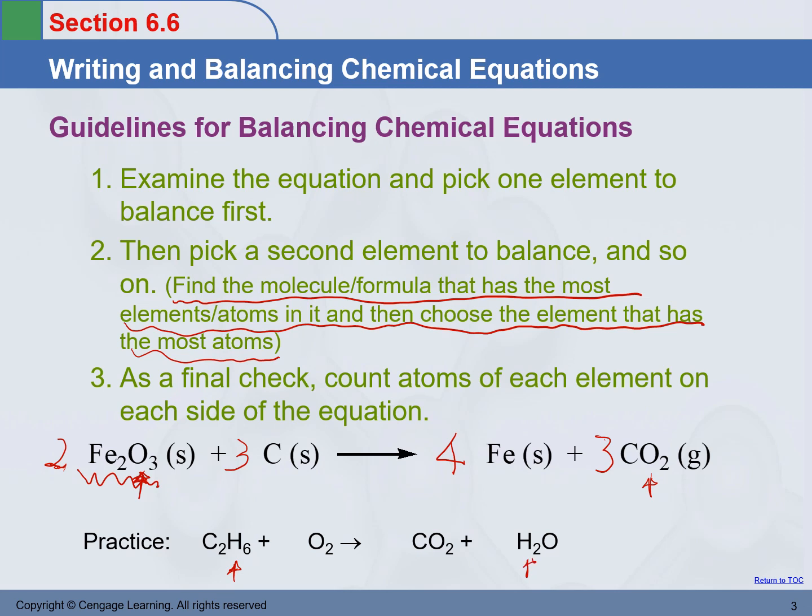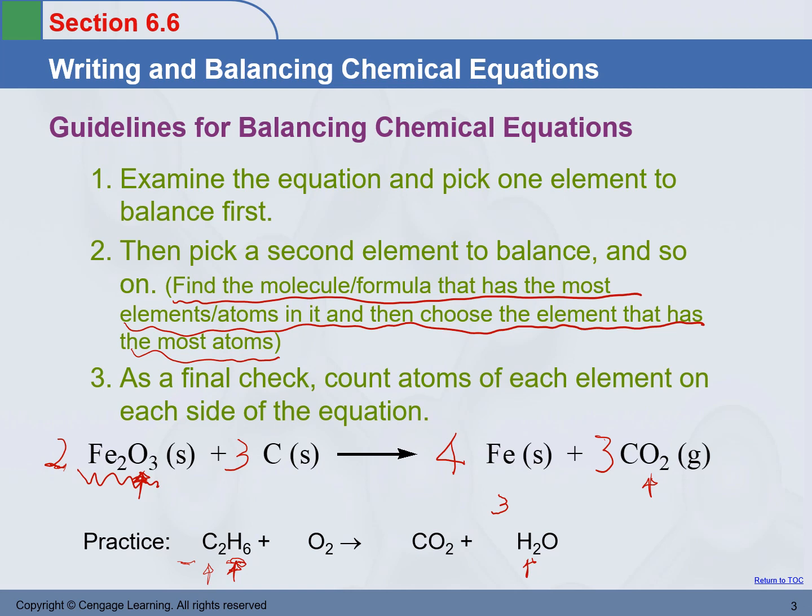Hydrogen. On the left you have 6, on the right you have 2. You put a 3 here. I'm going to put it here in case I need to change it later on. Okay, in front of water right now is 3. Then naturally you're going to balance the carbon now, because if the hydrogen is balanced, then the coefficient here is set. You want to make sure the carbon is balanced on both sides.